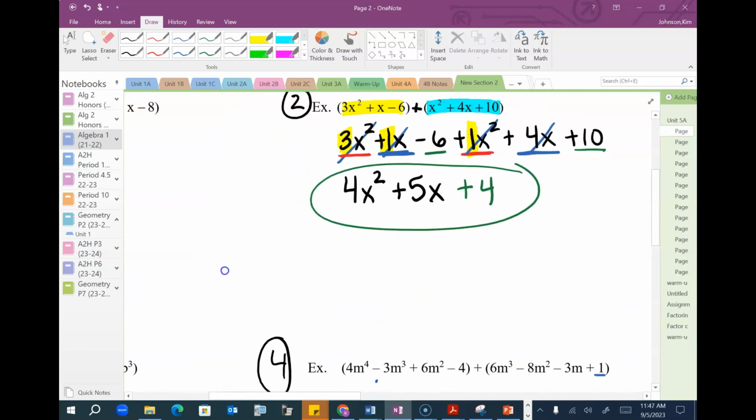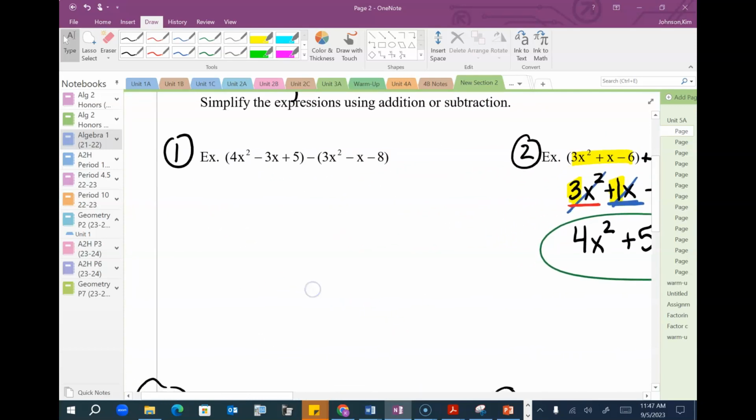Okay, let's try a problem where we have to subtract. So subtracting makes this a little bit more complicated because we can't just bring down the first term and the second term. So this term is all positive. I will bring down that term. So 4x squared minus 3x plus 5. But the second term, I want to subtract that.